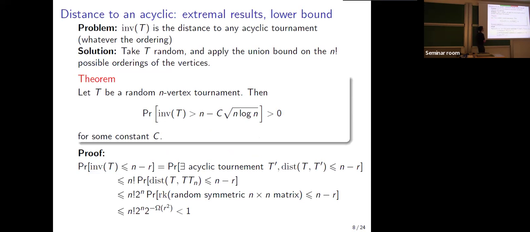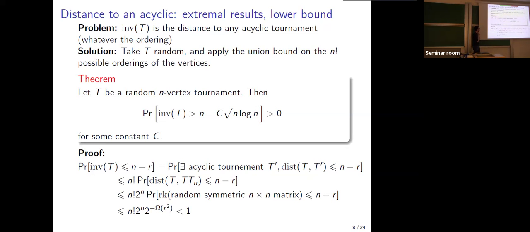So what is the proof? Let's bound the probability that the inversion number of T is at most n minus r, where r will be roughly square root of n. So what is this probability? It's the probability that there exists one acyclic tournament T' at distance at most n minus r. Here we do a union bound on this acyclic tournament T'. There are n factorial of them. And now the acyclic tournament is fixed.